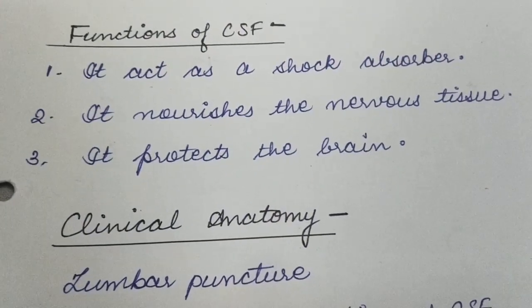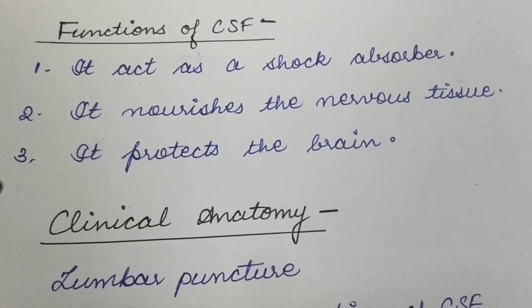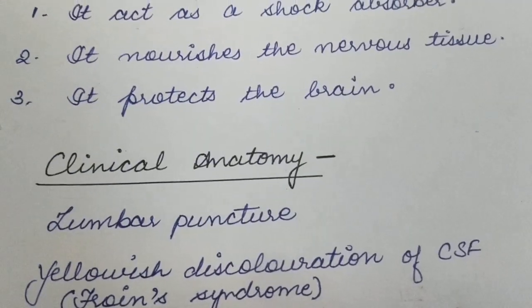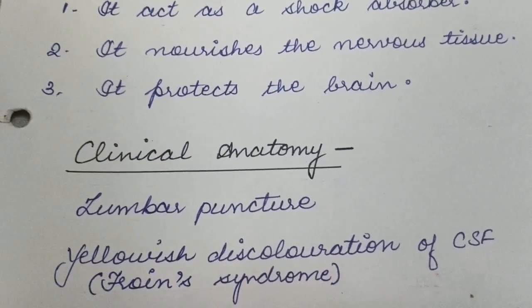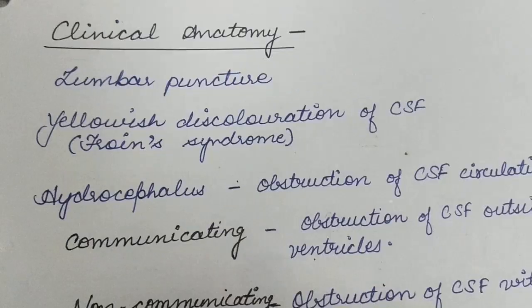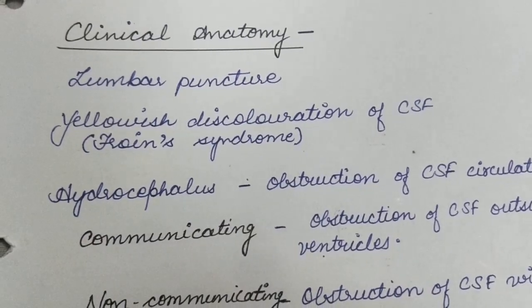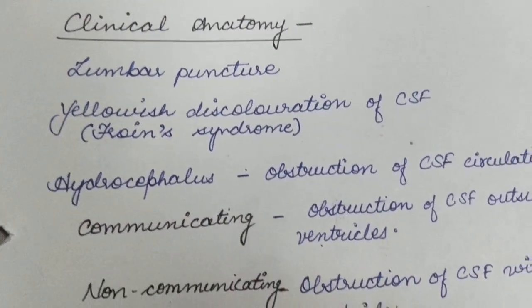Function of the CSF: it acts as a shock absorber. It nourishes the nervous tissue. It provides glucose and oxygen to the neurons. It also protects. The clinical anatomy is lumbar puncture, that is the CSF is obtained from the lumbar puncture.